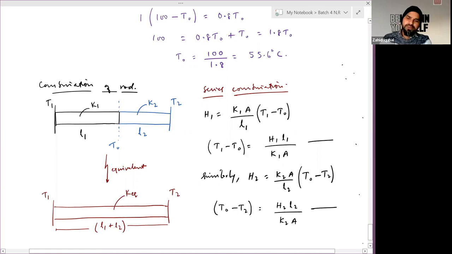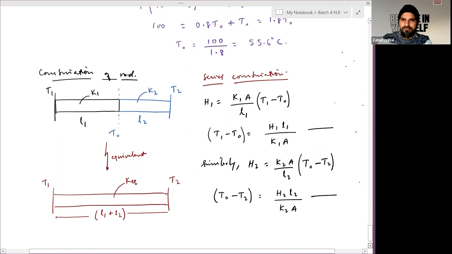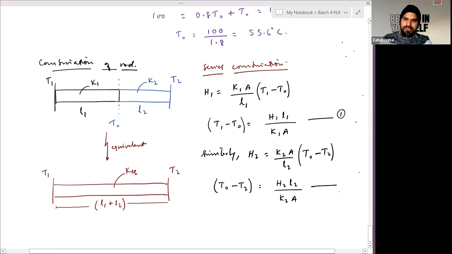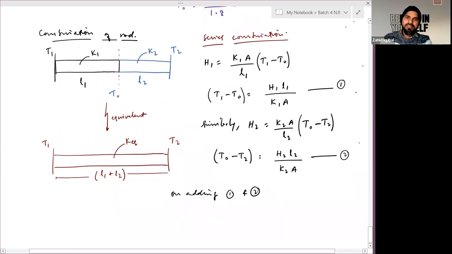Now, if we add these two equations, let's say this is equation first and this is equation second. So on adding equation first and equation second, left side term to left side and right side term to right side. So you'll get T1 minus T0 for the first part, T0 minus T2 for second part equals to H1 L1 divided by K1 into A plus H2 L2 divided by K2 into A.